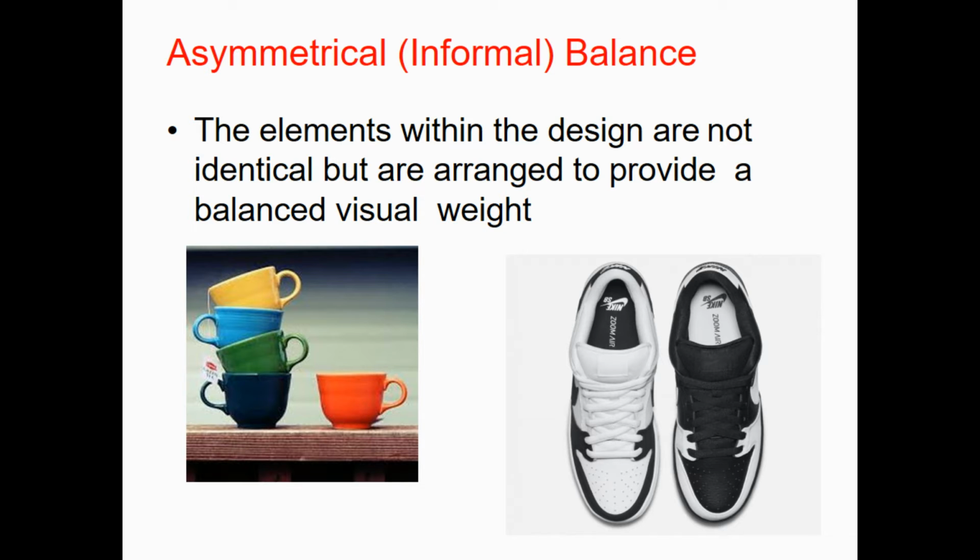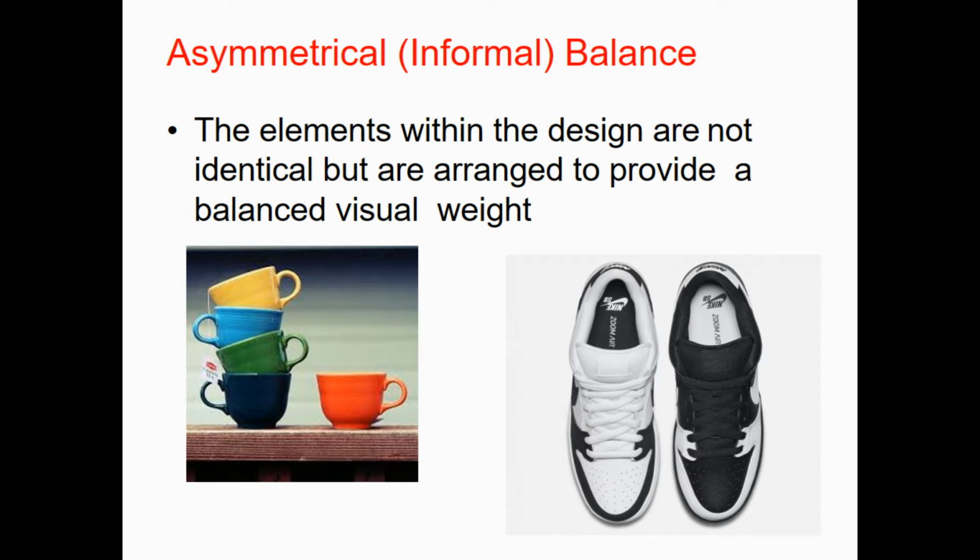And we have what is called asymmetrical balance. Asymmetrical balance is informal. The elements within the design are not identical, but are arranged to provide visual weight. So if we have these cups, if you put a line right down between the two sets of cups, the four on the left and the one on the right, that's asymmetrical balance.